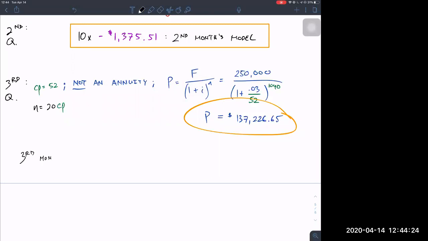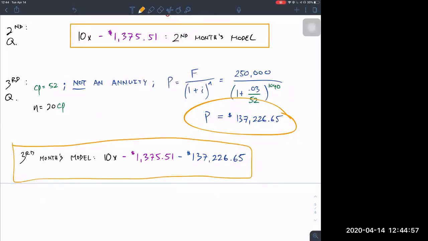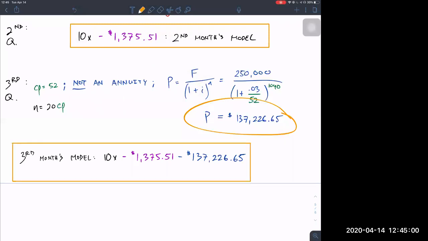So this is needed because now for the third month's model, we're going to have this 10x still, right? Even though I didn't say anything explicitly, you can assume that it carries over because I haven't told you that anything has changed. And then now you have this last expense of 137,226.65. So this is the answer I'd be looking for part C, or question number 3, however you want to number these.